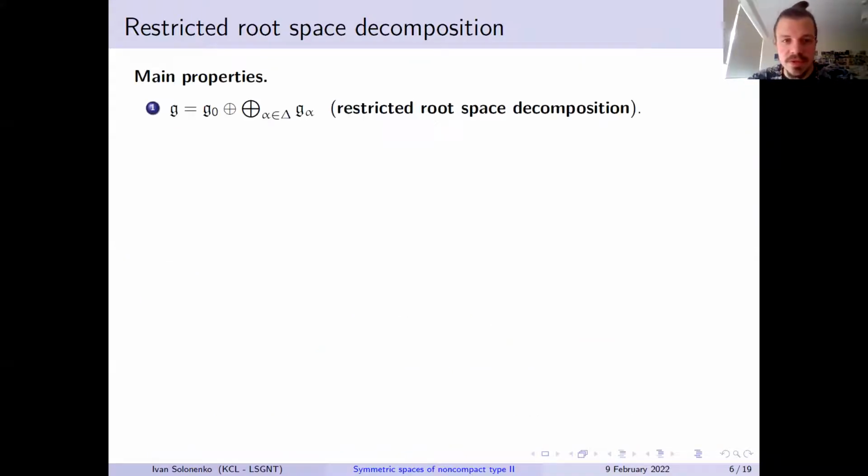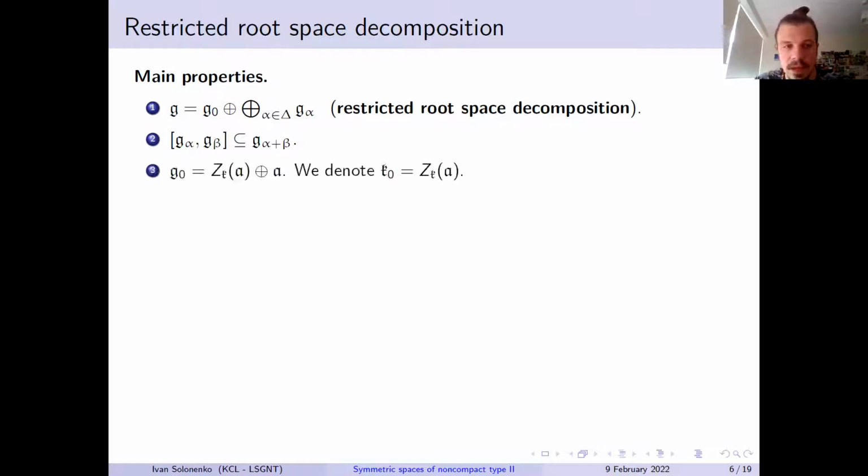Okay, here are the main properties. Most of them were proved last time. So this is the restricted root space decomposition: G decomposes as G0 plus the restricted root subspaces G alpha, and this is a vector space decomposition. Now, the summands of the decomposition behave nicely with respect to the Lie bracket. We can describe G0 as composed of two parts, A, and then there is something in K. And this something in K, which we denote by K0, is precisely the subspace of K that centralizes A.